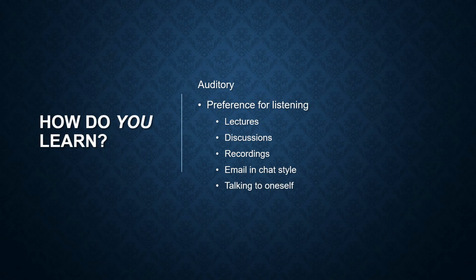The next type is auditory. This type of learner prefers hearing information. They prefer getting new information by lectures, discussions with peers, recordings, or email in chat style. You may even hear an auditory learner talking or reading out loud to themselves in order to hear the information.